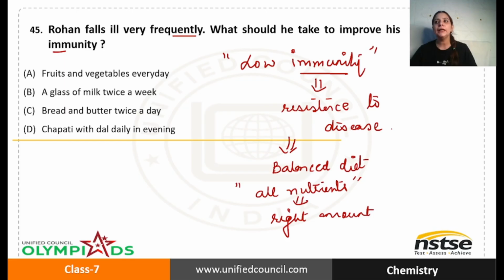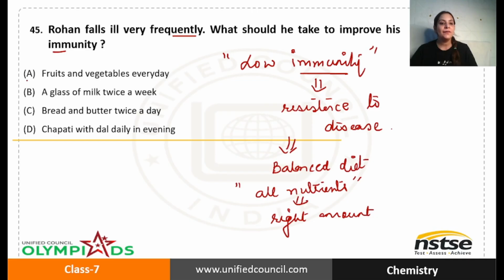So it's not like if carbs are important for somebody, the same amount of carbs is required by every person. No, it varies from person to person. For example, if the child is in growing stage, he or she requires more proteins than us. Understood? So balanced diet is a diet which contains all the nutrients in right amount. So Rohan falls ill very frequently. What should he take? Now let's look.